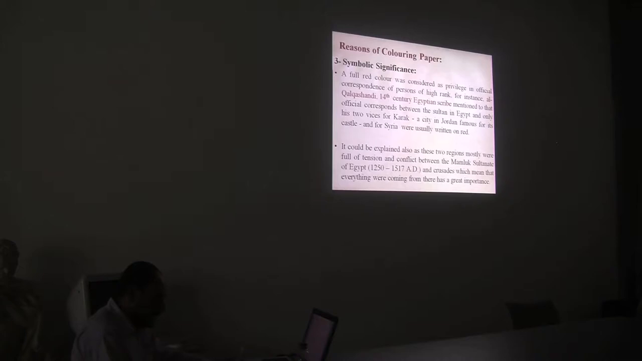And that could be explained also as these two regions mostly were full of tension and conflict between the Mamluk Sultanate of Egypt and the Crusaders, which means that everything coming from this area had a great value.